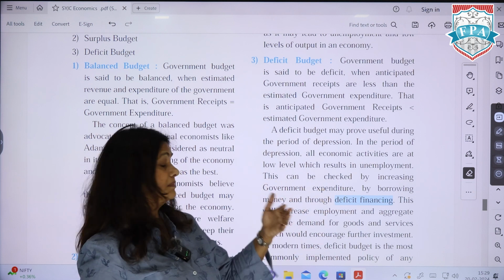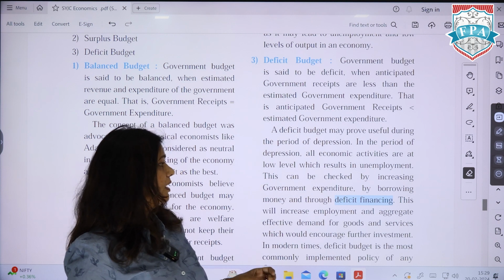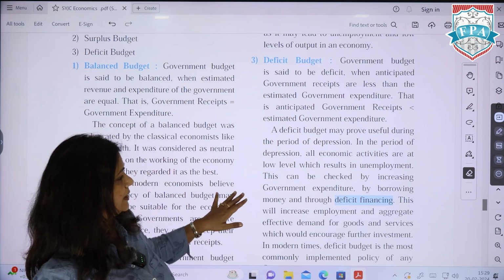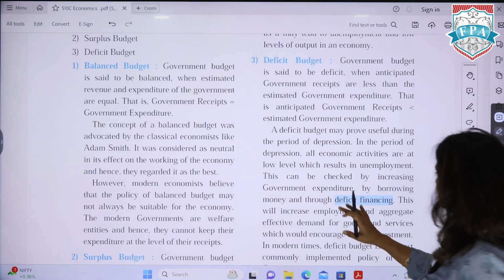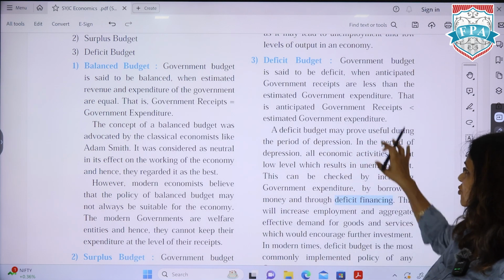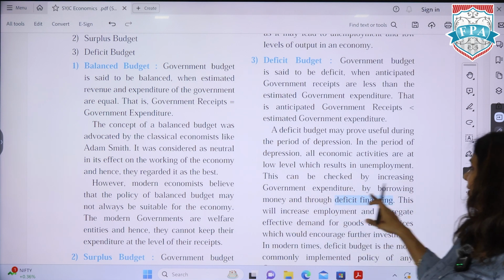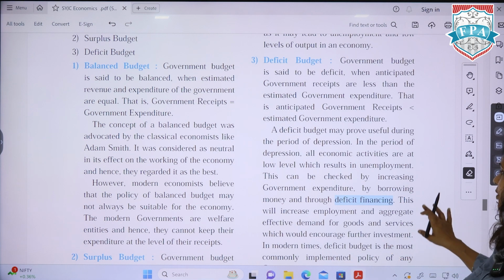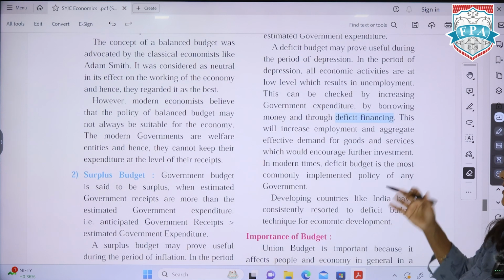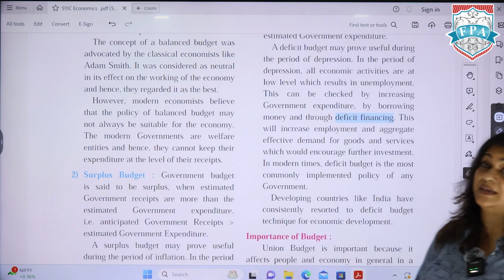Depression can lead to unemployment. So government expenditure by borrowing money and through deficit financing, they say that such a situation wherein things are low, this can be checked by increasing government expenditure by borrowing money and through deficit financing. This will increase employment and aggressive effective demand for the goods and services and will encourage further investment.